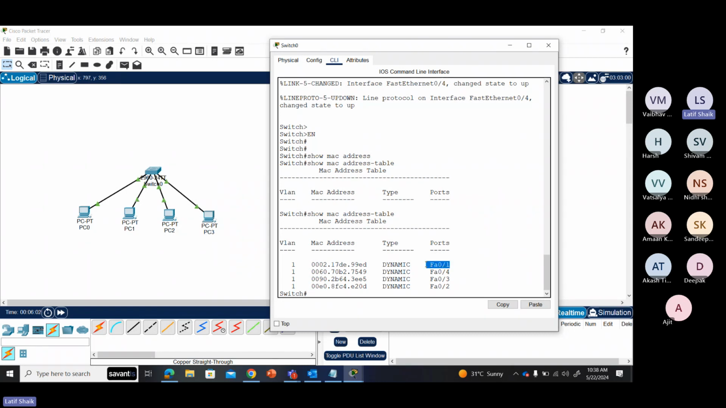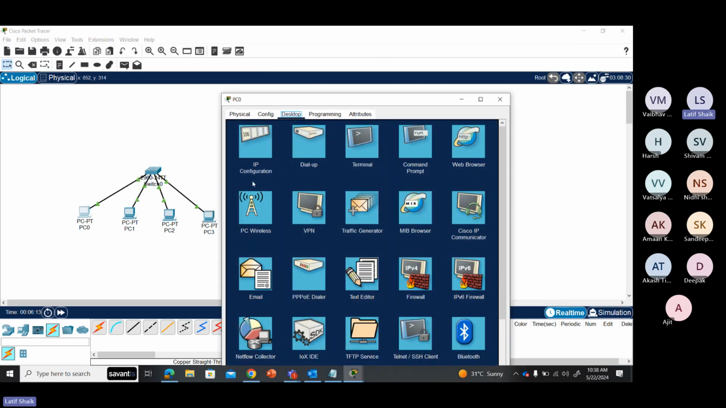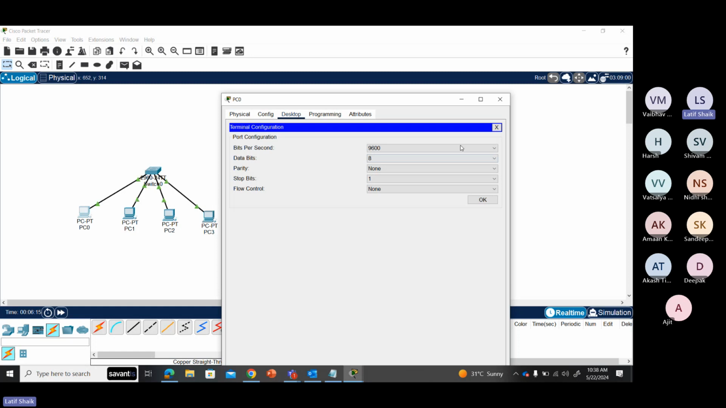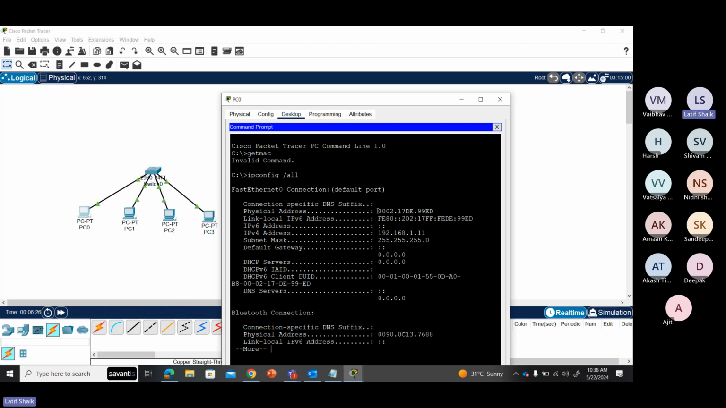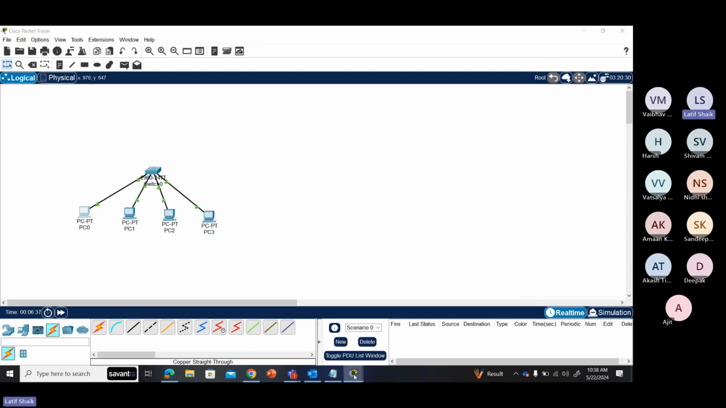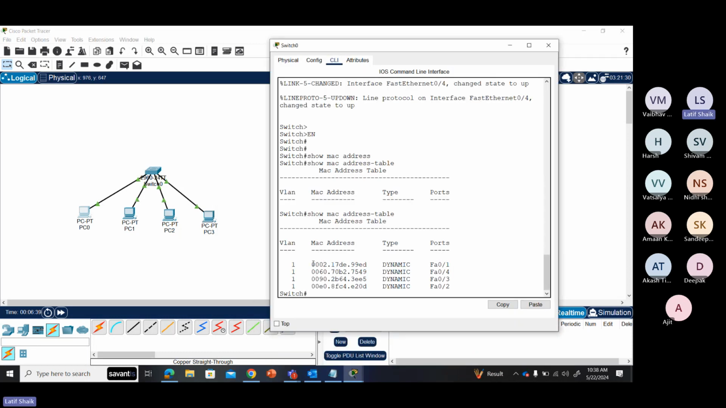Can you see, this is FastEthernet 0/1 port. This is the 0/1 port, and this is that PC. Okay, so I'm going to the command prompt, ipconfig /all. So can you see this MAC address, 0002.17DE.99ED? And where is this in the switch table? Is it the same or different?